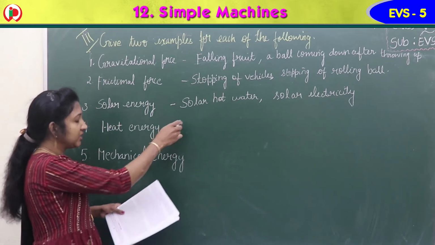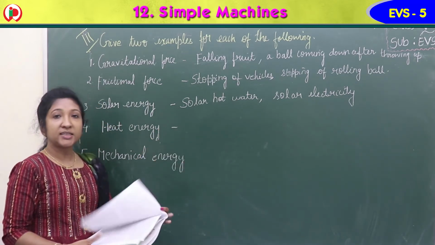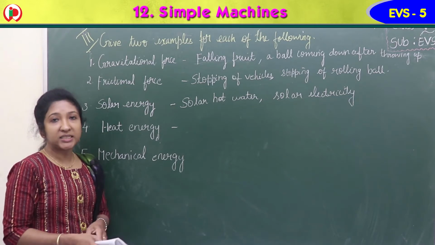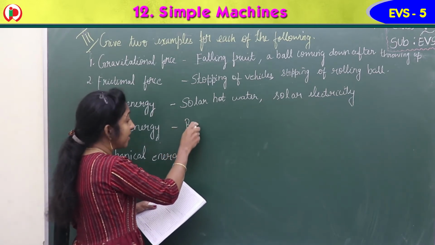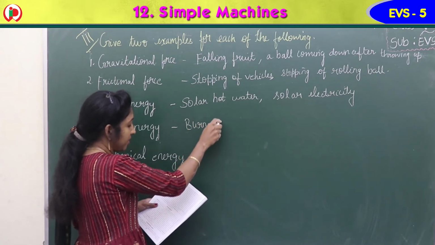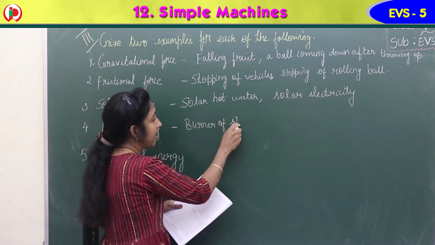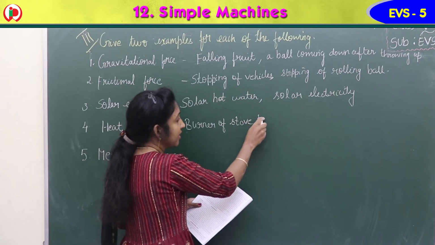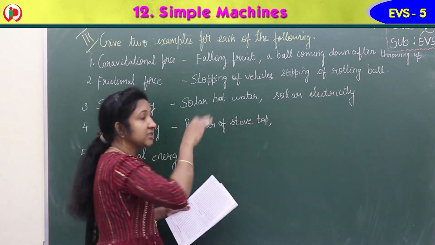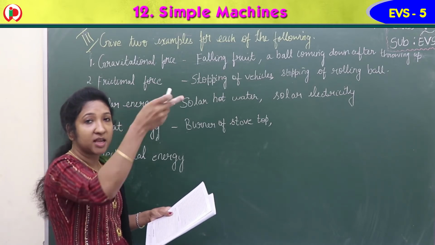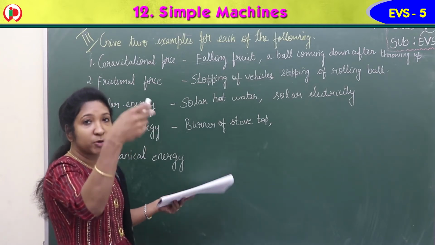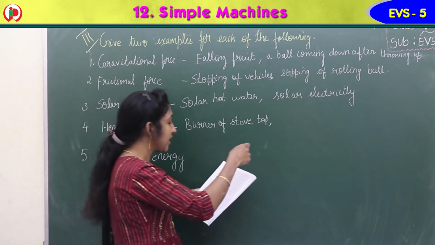Okay. Now heat energy. What is heat energy? When we burn fuels we get heat energy, isn't it? So burner of a stove top. In the kitchen you can see a gas cylinder, stove. The burner is on the left side where the flame is lighting, isn't it? At that burner, heat is produced. The burner of stove top.